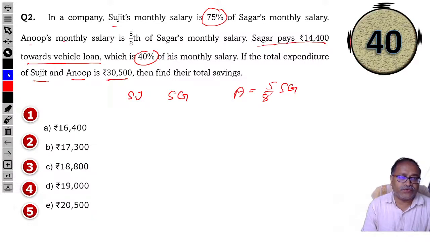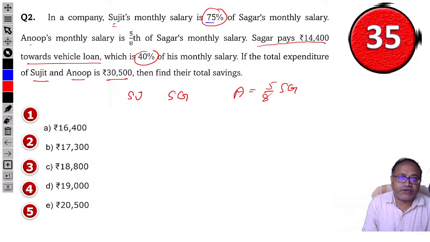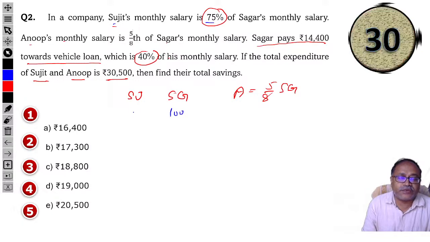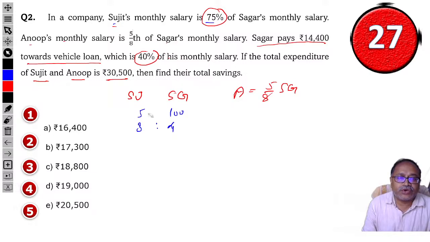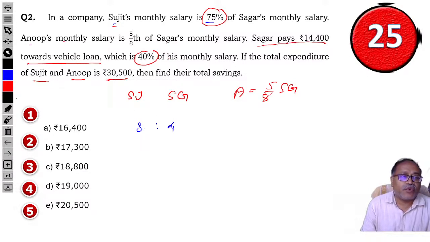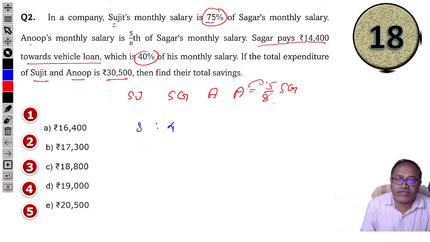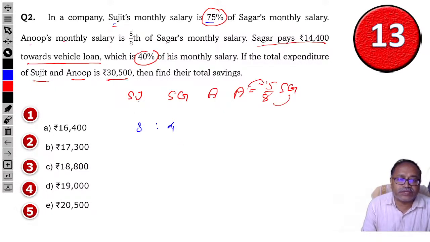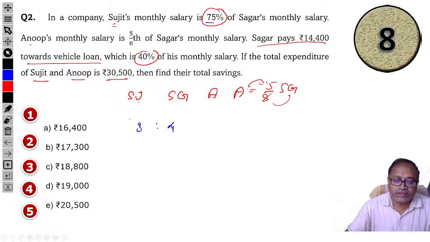Along with you, I will also work to a certain extent. Sujit's monthly salary is 75% of Sagar's monthly salary. That means if Sagar's monthly salary is 100, Sujit's monthly salary will be 75. In other words, this ratio is 3:4. So that's what is given to us. And what about Anup's monthly salary? I know Anup is 5 parts and Sujit is 8 parts. So when Sujit is 8 parts, this Sujit. Are we talking about Sujit? Yes.